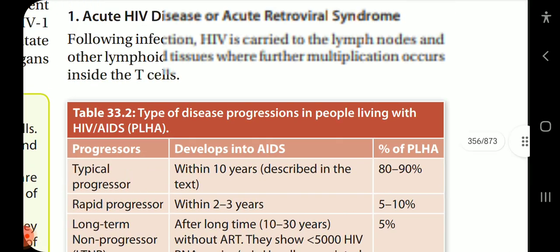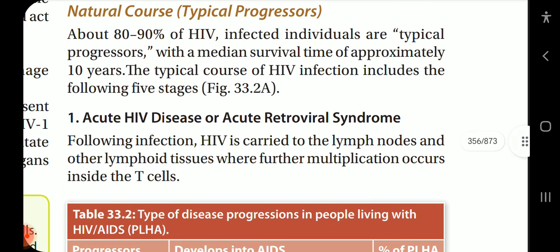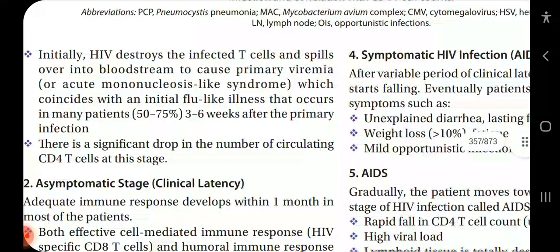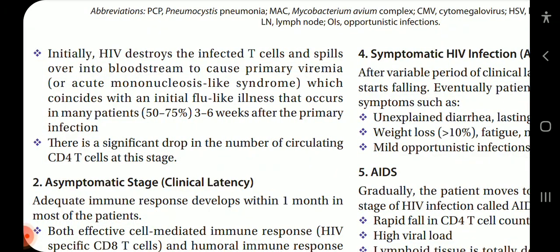Okay, now first, acute HIV disease or acute retroviral syndrome. Following infection, HIV is carried into lymph nodes and other lymphoid tissues where further multiplication occurs inside the T cells. Initially, HIV destroys the infected T cells and spills over into the bloodstream to cause primary viremia or acute mononucleosis-like syndrome, which coincides with an initial flu-like illness that occurs in many patients, 50 to 75%, 3 to 6 weeks after the primary infection. There is a significant drop in the number of circulating CD4 T cells at this stage.